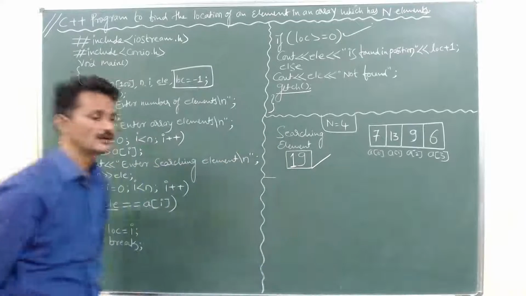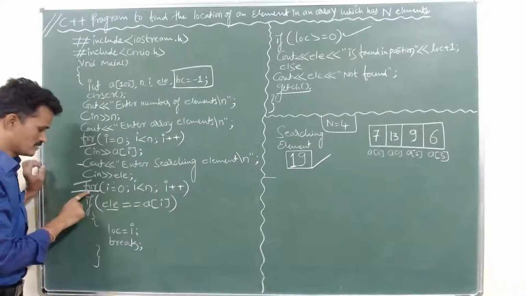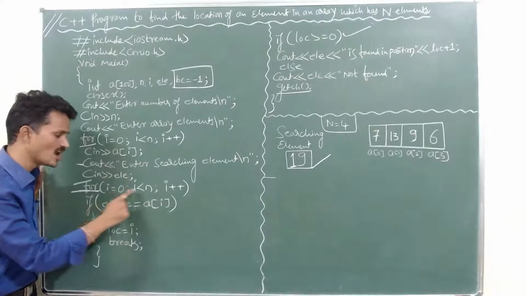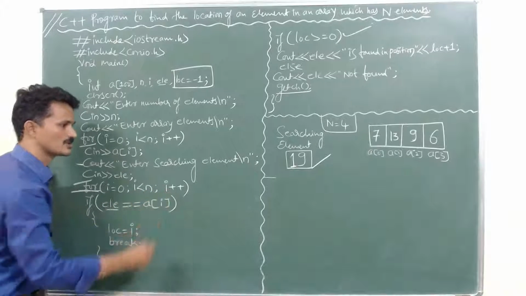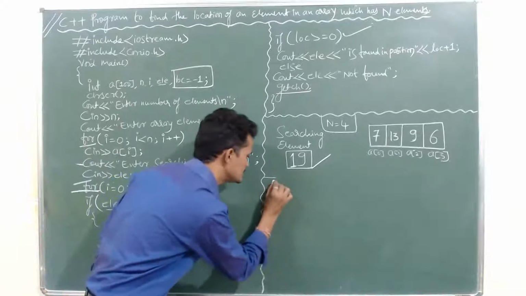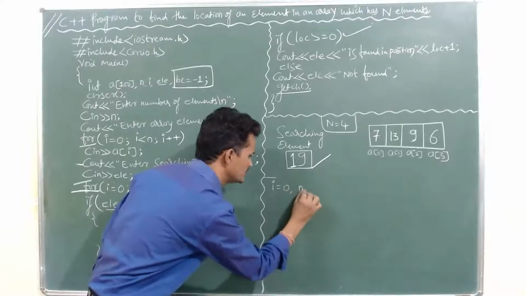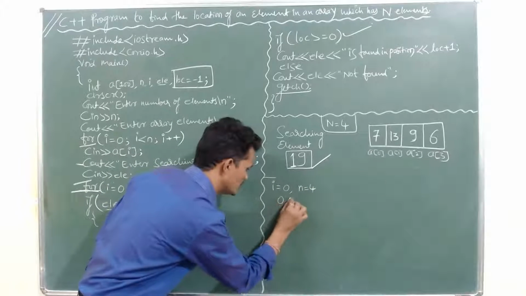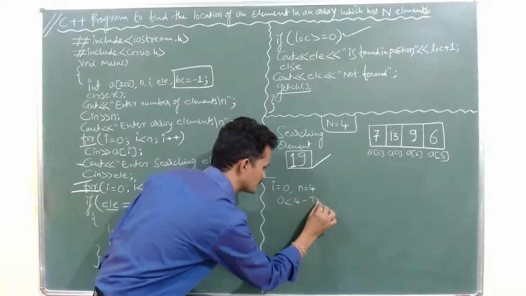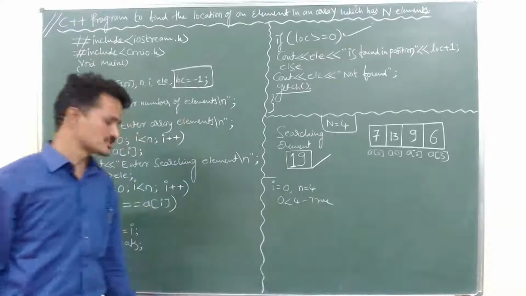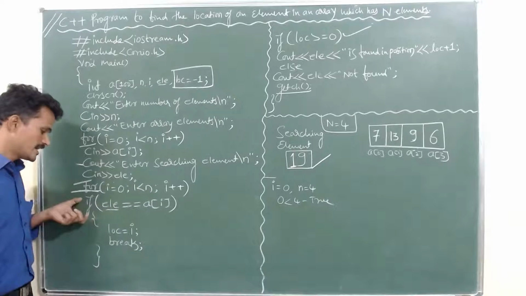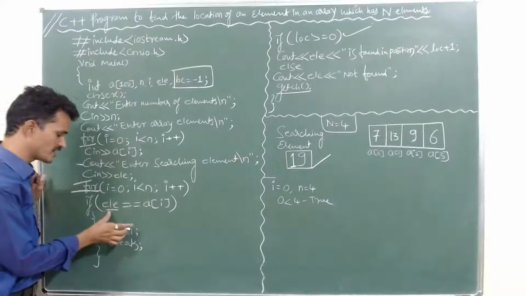Do remember 19. Now comes the for loop. For i is equal to 0, i is less than n, i plus plus. What is the value of i? i has the value 0, n is equal to 4. 0 is less than 4, the condition is true. When this condition is true, I have to execute this simple if statement, that is a one-way branch.